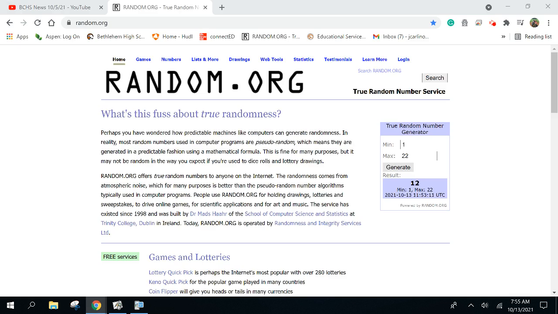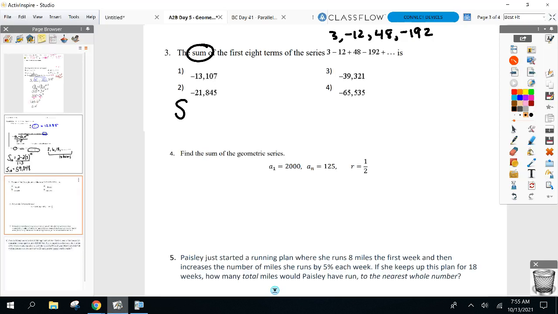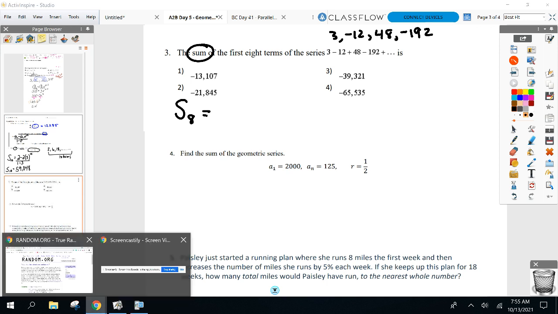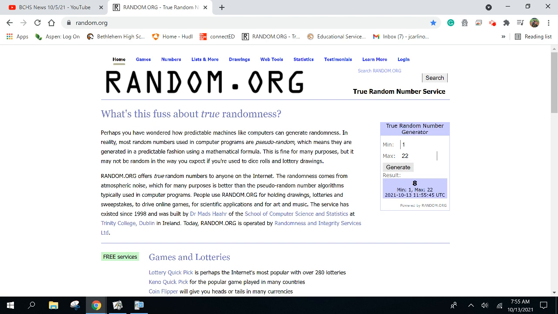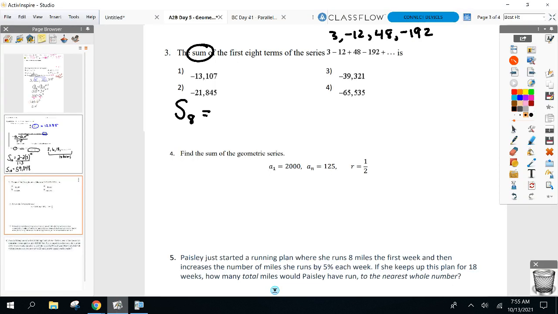Sum. How many terms am I adding up here? 8. We're adding up 8 terms. So S, the sum of the first 8 terms, equals, somebody help me with the rest of the formula. I'm going to get crushed here today. Connor: 3, A1, minus 3. Okay, 3 minus 3 times, here we go, what's my R value? Negative 4. Negative 4. Time out. What if I'm having a problem figuring out what the R value is? Yesterday, what do we do to find the R value?